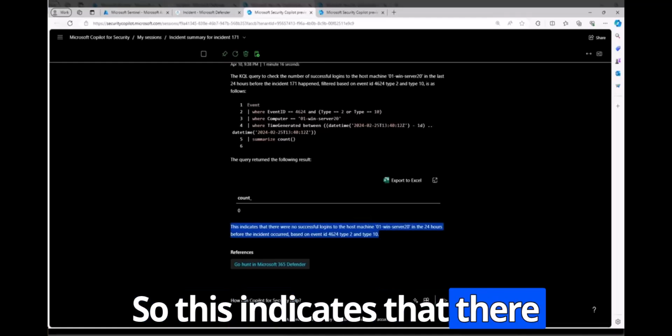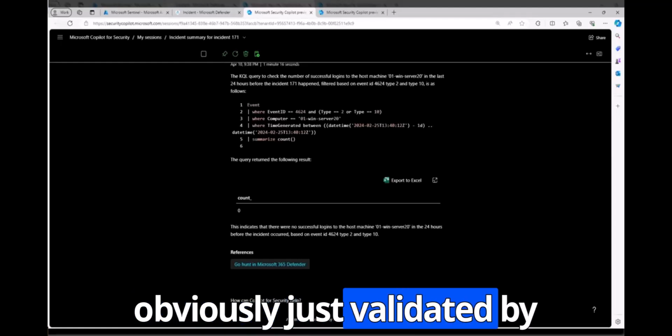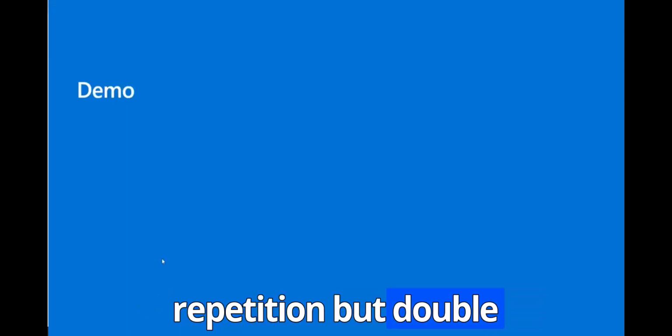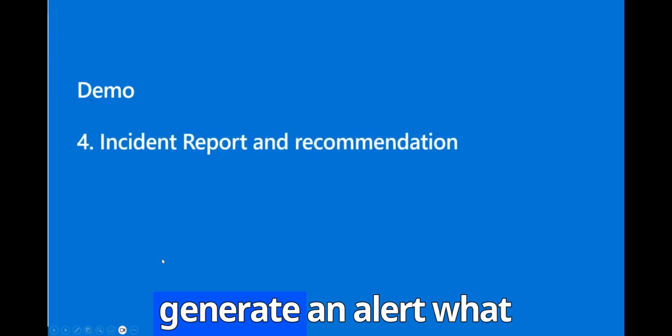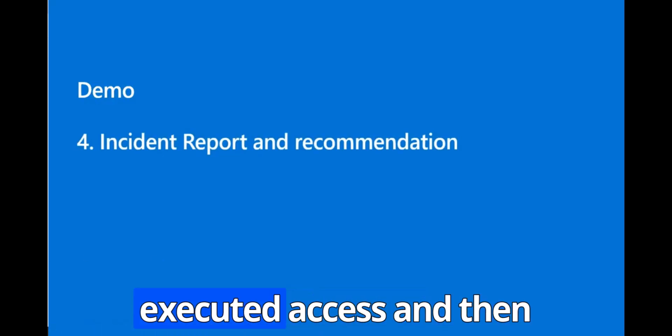So this indicates that there were no successful logons to the host machine, and we just validated by repetition, by double checking that, okay, they generate an alert, what actually transpired? Did they gain remote code execution access?